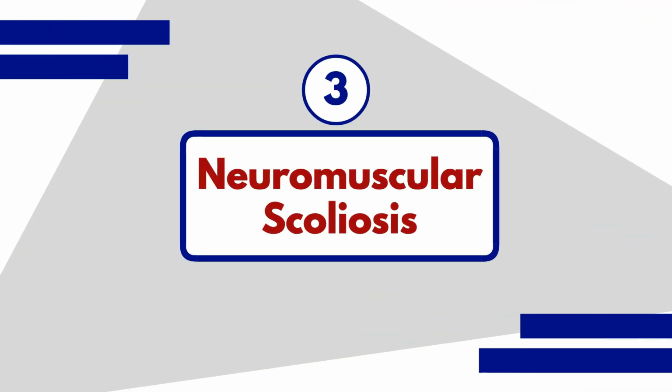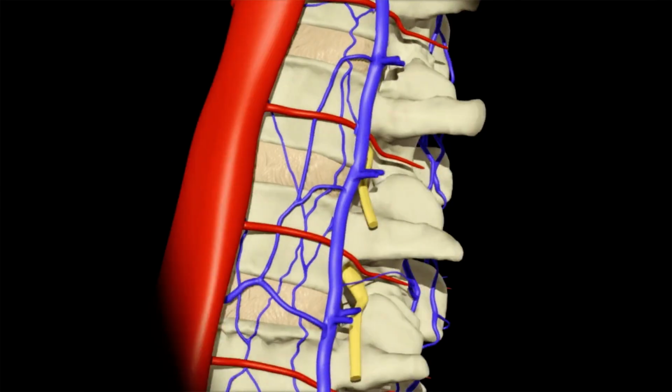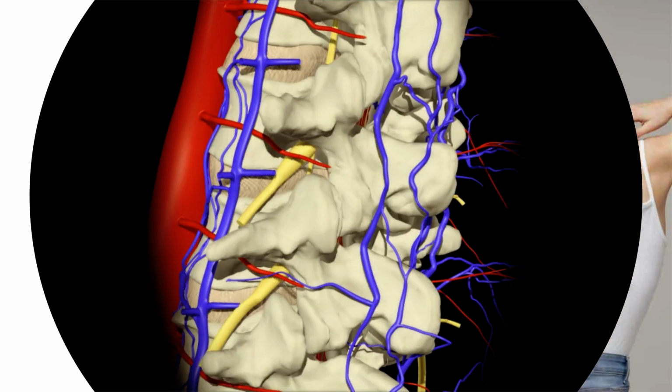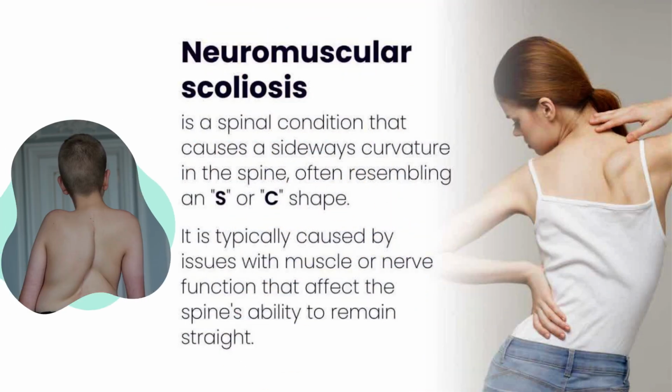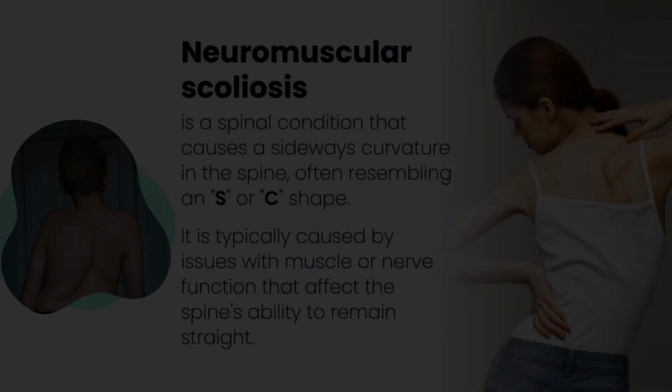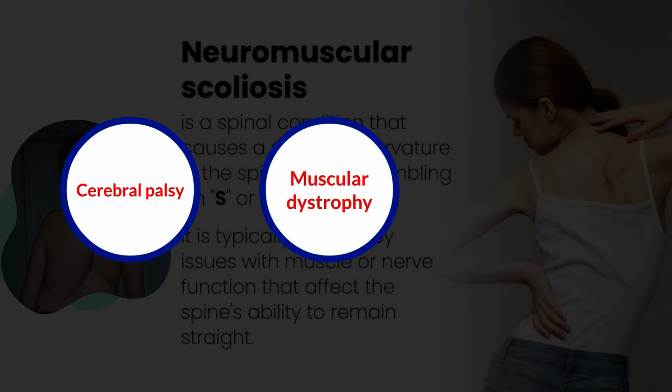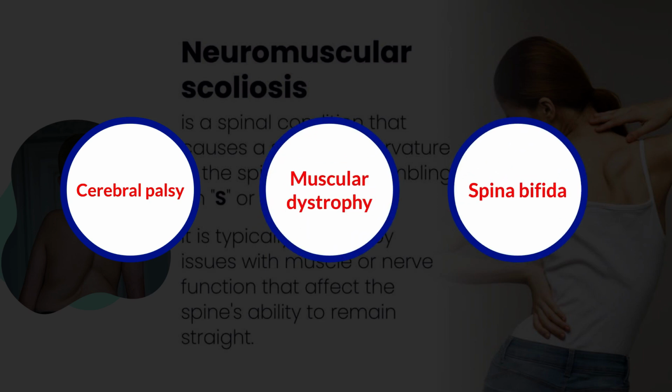Number 3. Neuromuscular scoliosis. This is caused by underlying medical conditions that affect the nerves and muscles supporting the spine. When these muscles are weak or unbalanced, the spine can lose its alignment. Common associated conditions include cerebral palsy, muscular dystrophy, spina bifida.